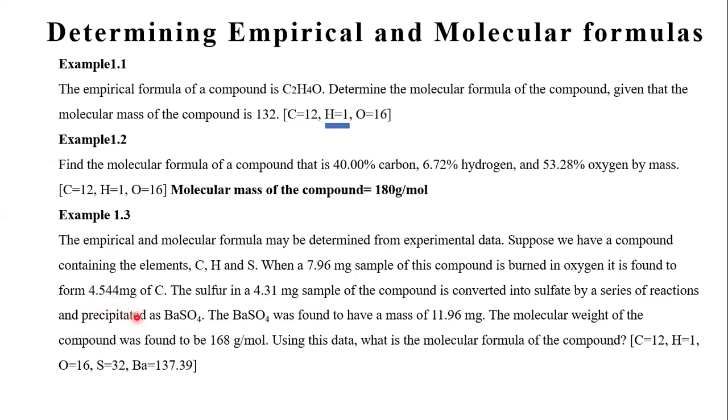The sulfur in the 4.31 milligram sample of the compound is converted into sulfate by a series of reactions and precipitated as barium sulfate. The barium sulfate was found to have a mass of 11.96 milligram. The molecular weight of the compound was found to be 168 gram per mole. Using this data, what is the molecular formula of the compound? The preamble has been given, so we go to our working sheet.